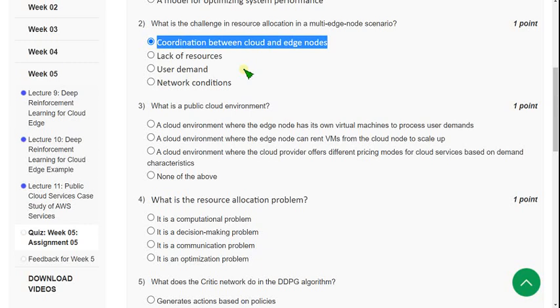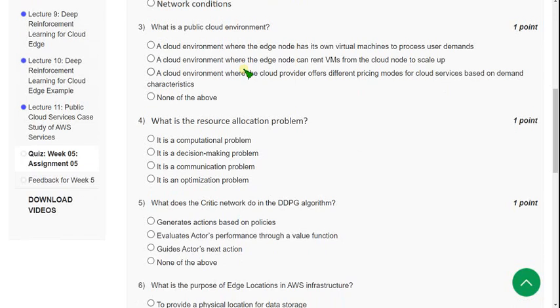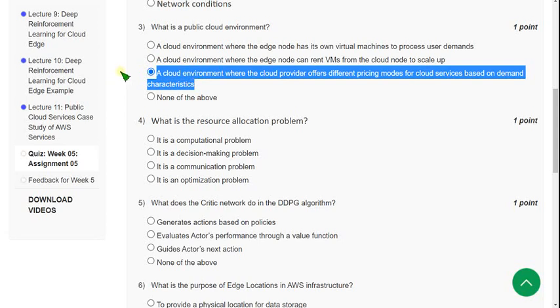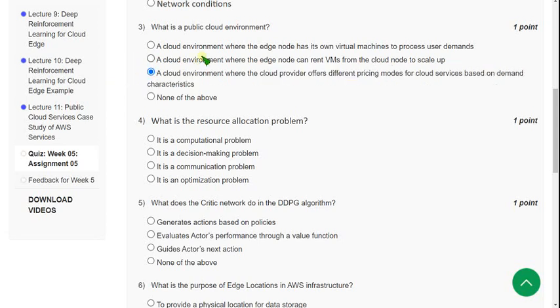So now let's move on to the third question. What is a public cloud environment? For the third question, the correct answer is the third option, a cloud environment where the cloud provider offers different pricing modes for cloud services based on demand characteristics. So mark the third option as the correct answer for the third question.